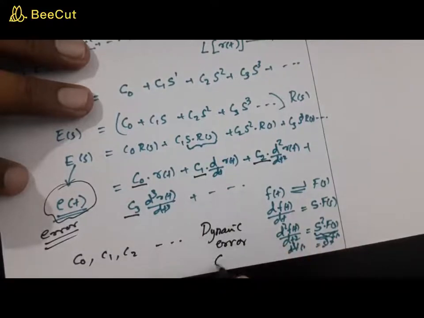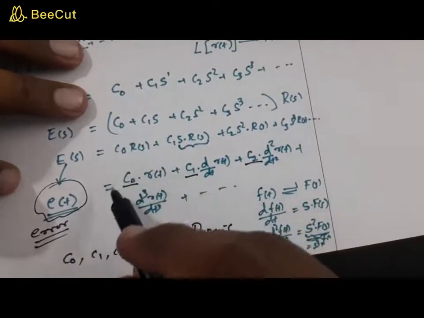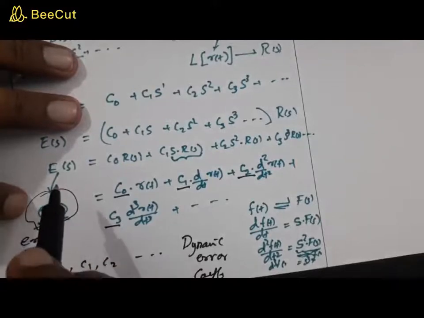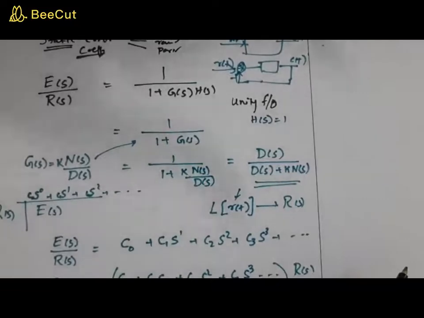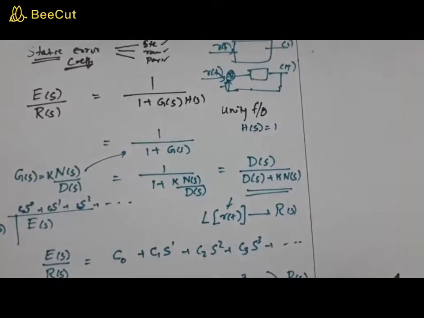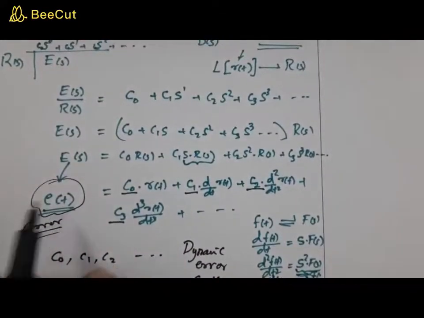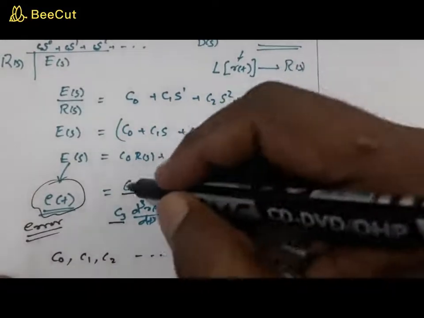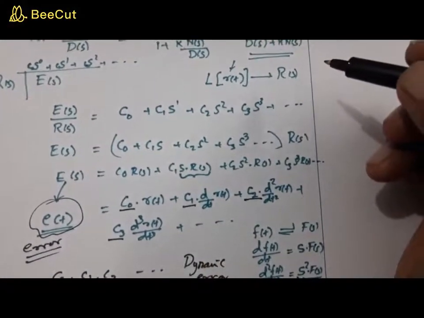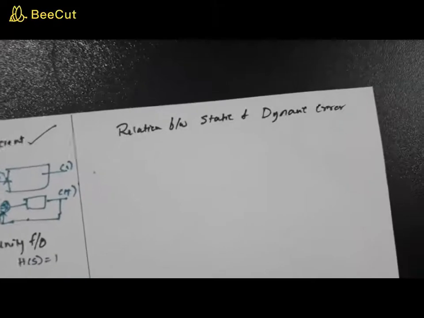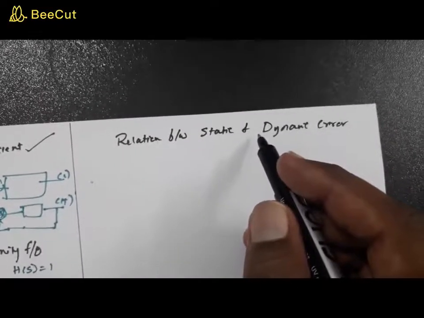By the knowledge of the dynamic error coefficients, you can evaluate the error at any instant of time, and that's the drawback of the static error coefficient. In a static error coefficient, you can simply say whether the steady state error is 0, infinity, or a finite value. But in this case, you can find the error at any time by the knowledge of the dynamic error coefficients. Hope you understood the difference between dynamic error coefficient and static error coefficient. Now let's study the relationship between static and dynamic error coefficients.